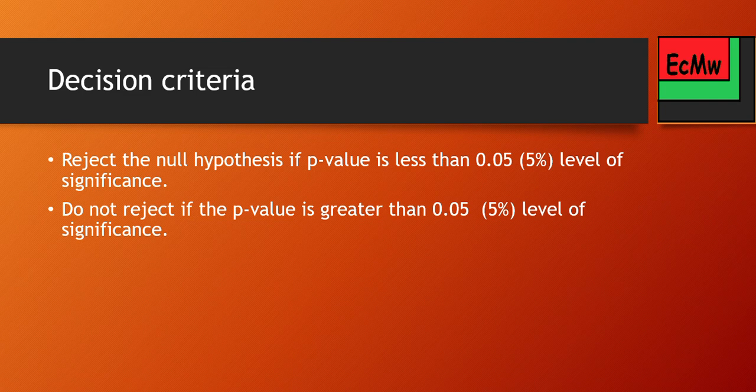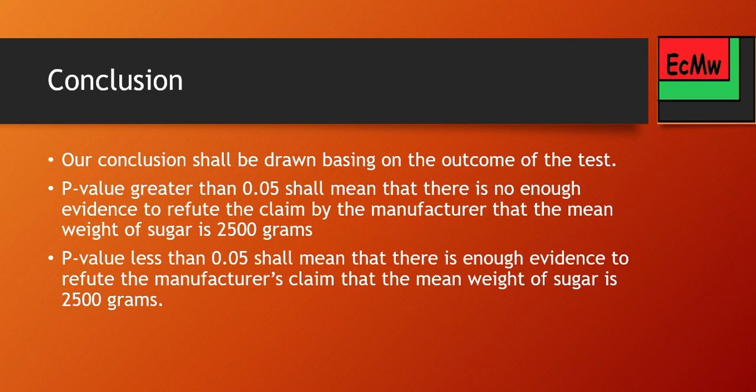But if we find a p-value that is greater than 0.05, then we are not going to reject the claim of the manufacturer. We are testing the hypothesis of the manufacturer using a 0.05 significance level. Conclusion shall be drawn based on the outcome of the test.